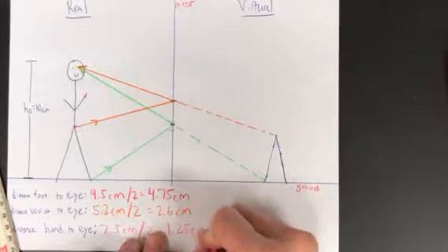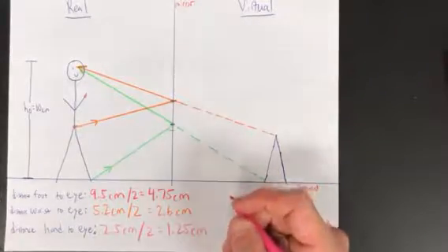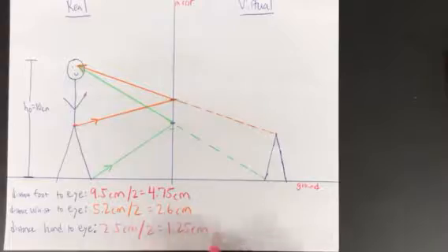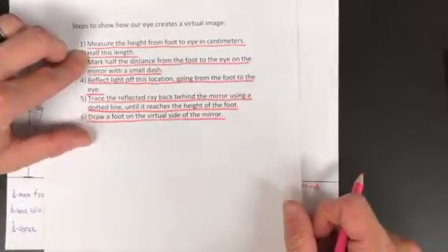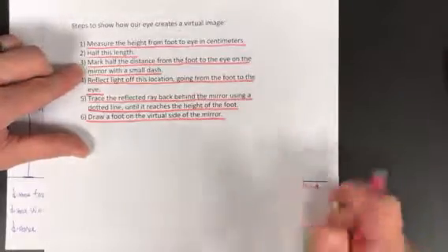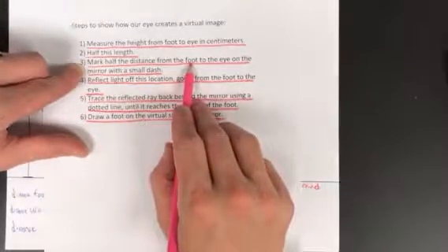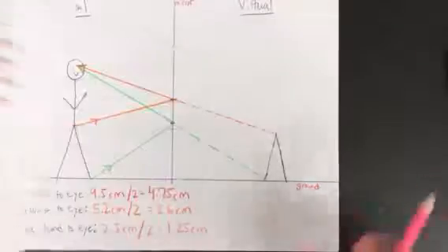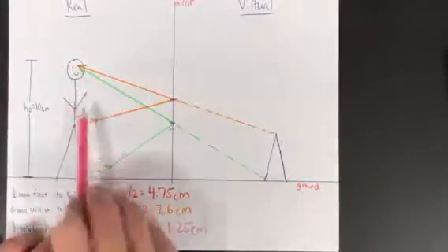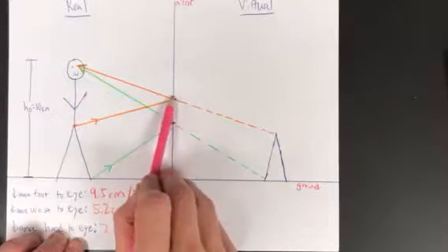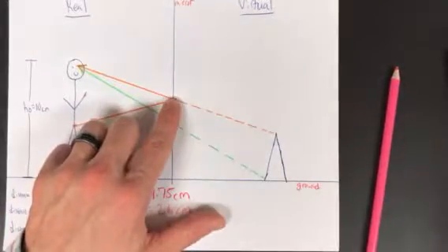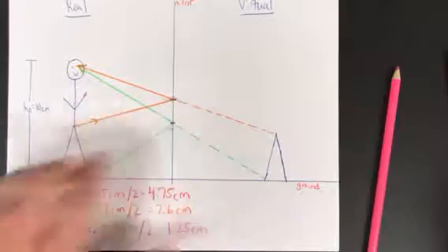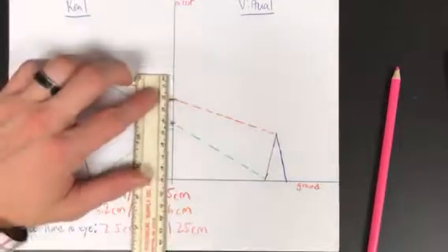Step two, we're gonna half that distance. Okay, and when I half 2.5, I get 1.25. That's step two, half that length. Number three, mark half the distance from the, this time not the foot to the eye, from the hand to the eye on the mirror with a small dash. So we'll go 1.25 up from the hand. Okay, there's the hand right there, that's the height of the hand. And we'll go up 1.25 from that.